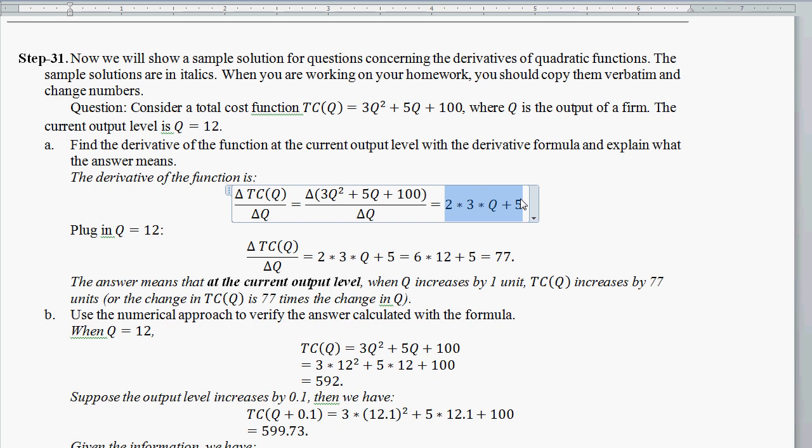We have a q in it, and we know that current q is 12, so let's plug it in. The answer is 77. What does the answer mean? The question asks us to explain what it means. Well, this is what it means. It means that at the current output level, in other words, when q is equal to 12, at this point, when q increases by 1 unit, TC(q) increases by 77.